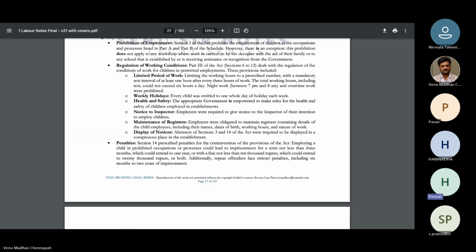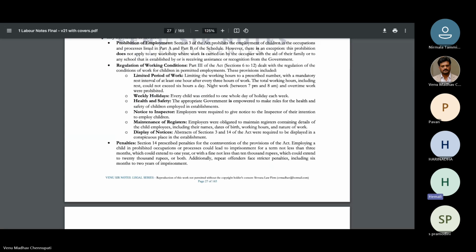Notice to the inspector. Employers were required to give notice to the inspector of their intention to employ children. Maintenance of registers. Employers are obligated to maintain registers containing the details of the child employees, including their name, date of birth, working hours, nature of work, all those. Everything should be there in the register. Display of notices. Abstracts of section 3 and 14 of the Act were required to be displayed in a conspicuous place in the establishment. Abstracts of section 3 and 14.